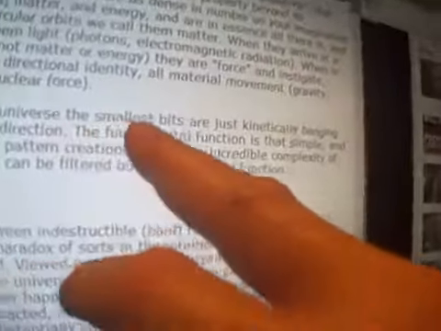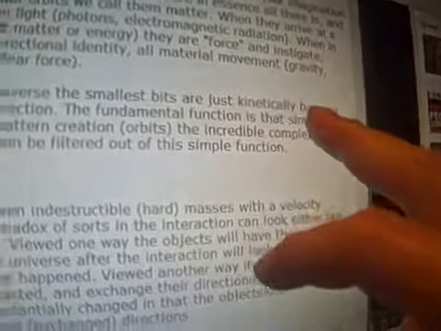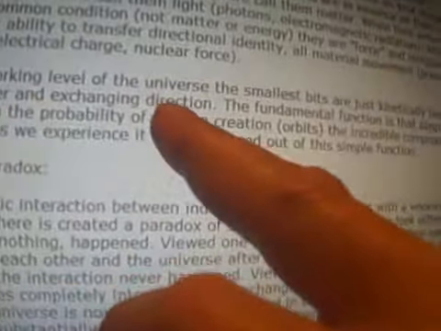So the field, we'll get to that, just creates a background that matter and energy is drawn out of, something like that, condensed out of. At the real working level of the universe, the smallest bits are just kinetically banging into each other and exchanging direction. So this is where kinetic comes up first. It's understanding like the kinetic balls, right?